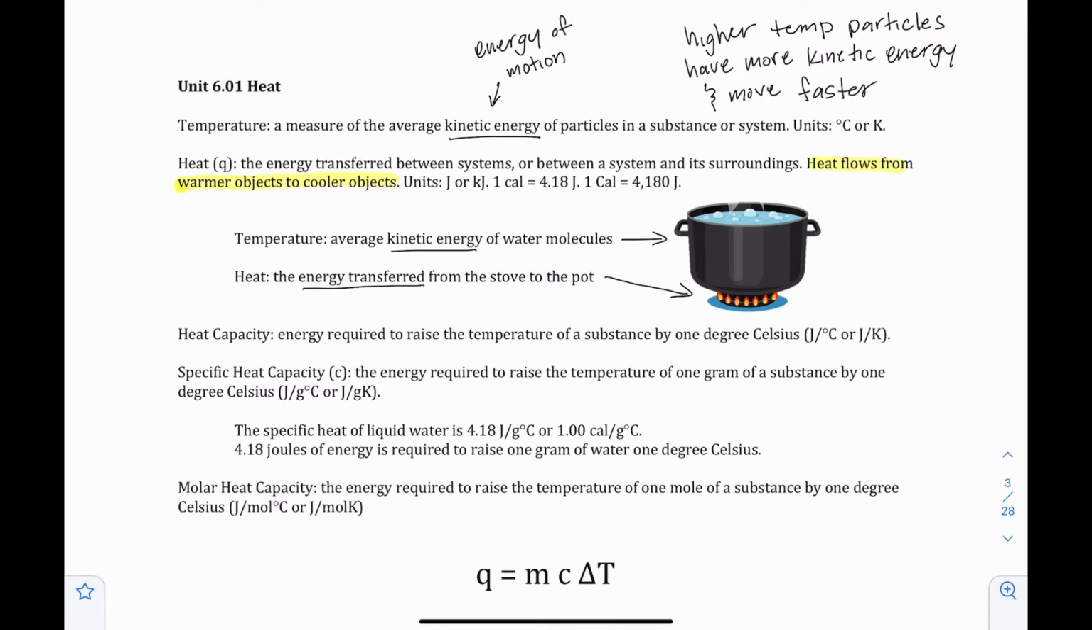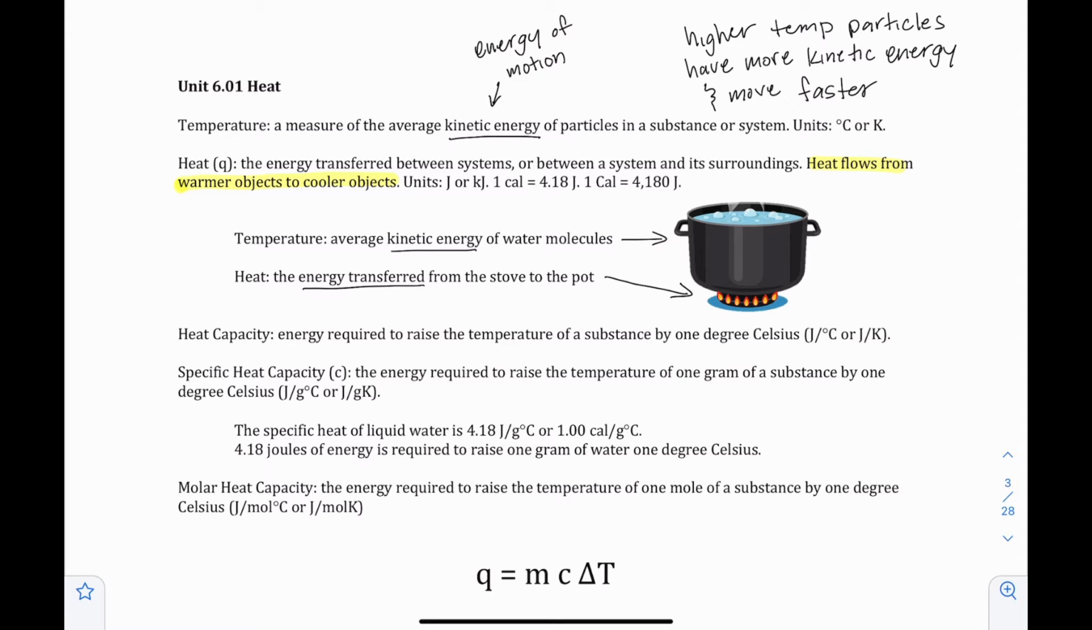Temperature is a measure of the average kinetic energy of the particles in a substance or a system. Kinetic energy is just the energy of motion, so it is basically a measure of how fast the particles in a substance are moving. The higher temperature particles have more kinetic energy and they move faster. Lower temperature particles have less kinetic energy and they move slower.